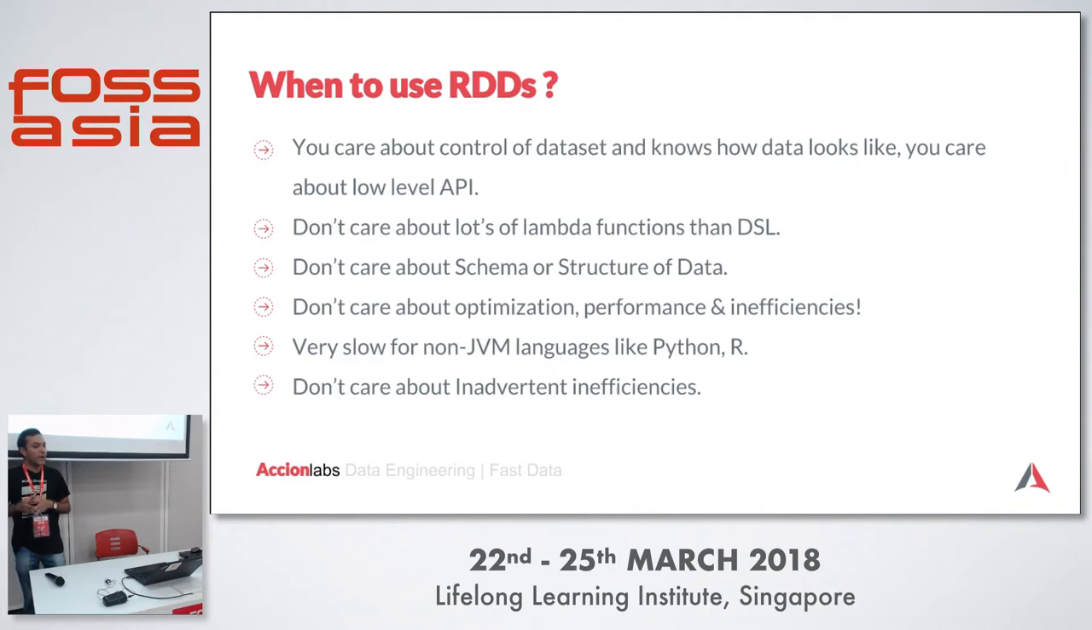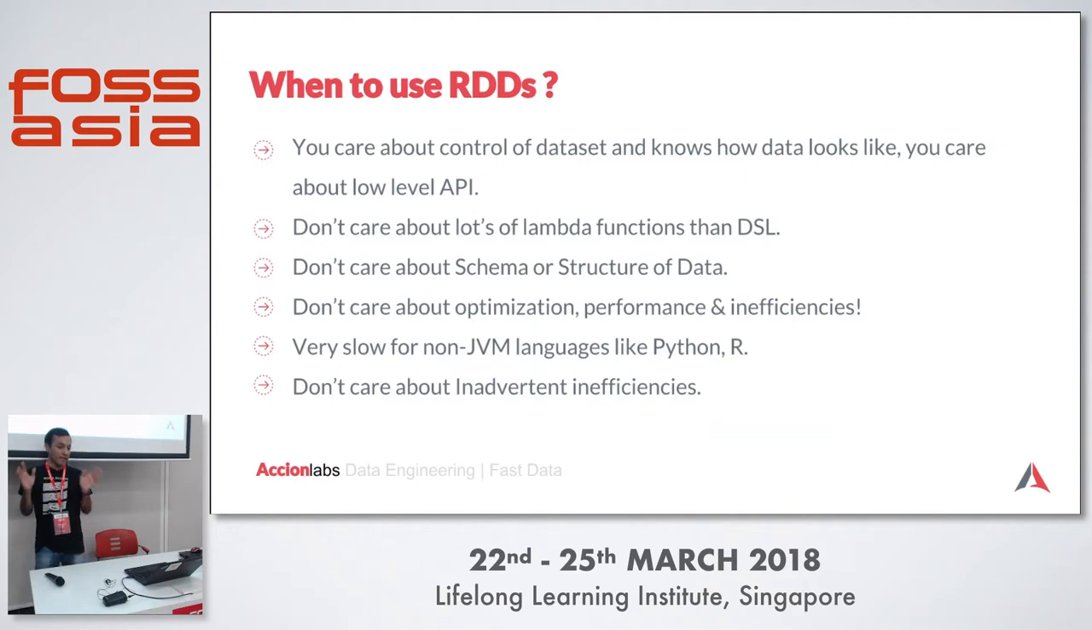When you don't care about lots of lambda functions or the DSL, that does mean you don't care which lambda function you need to apply on which data set, or you don't care about control on the data set. You don't feel the need for flexibility on the data set. At that time, you can use the RDD. Or you don't care about the schema or structure of the data.